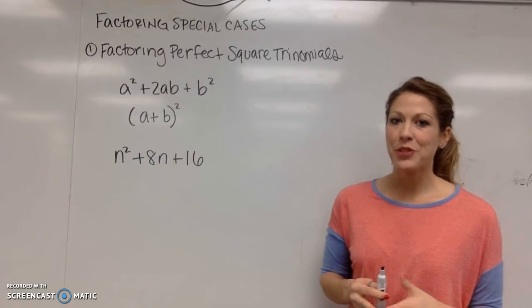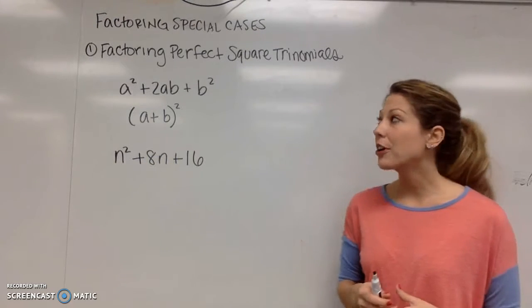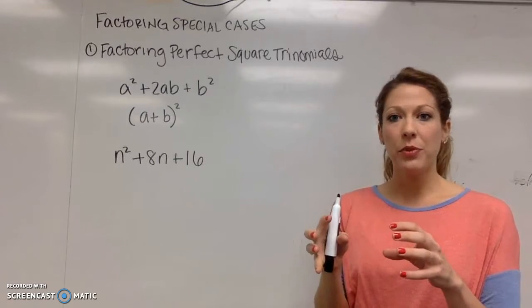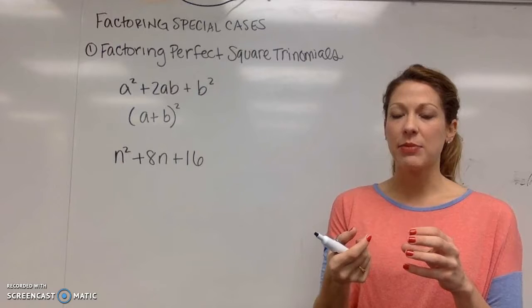The second type of special case we're going to look at are perfect square trinomials. So in our last case, we only had a binomial, but they were separated by a subtraction sign.